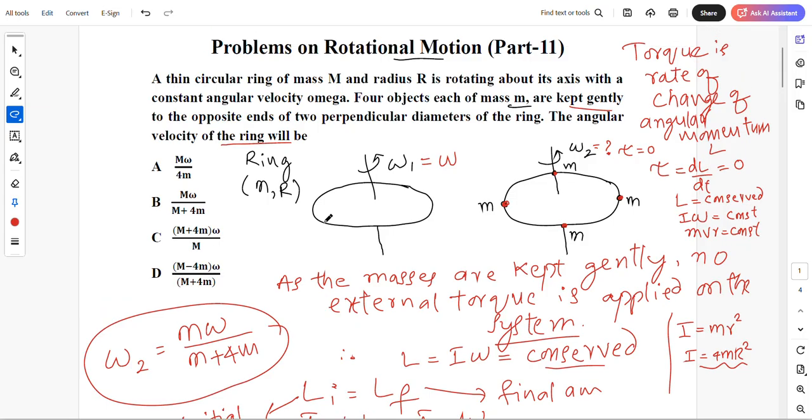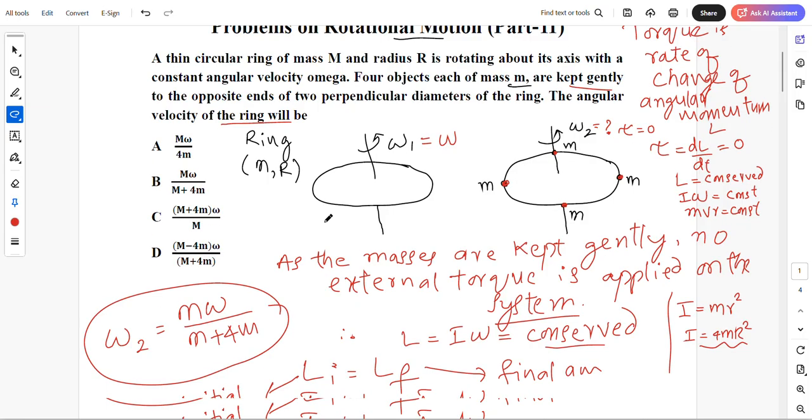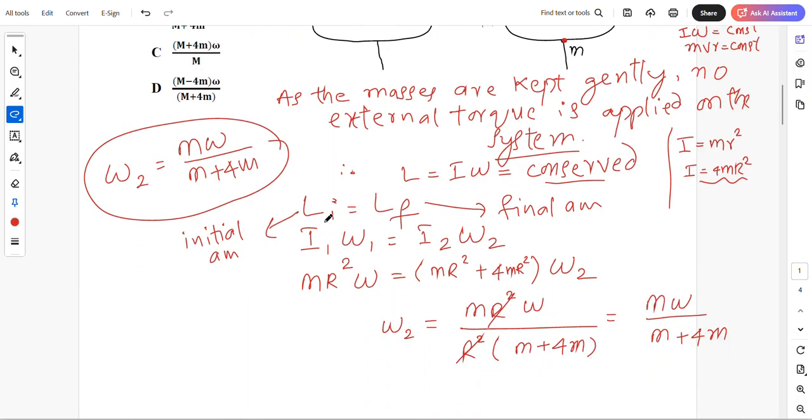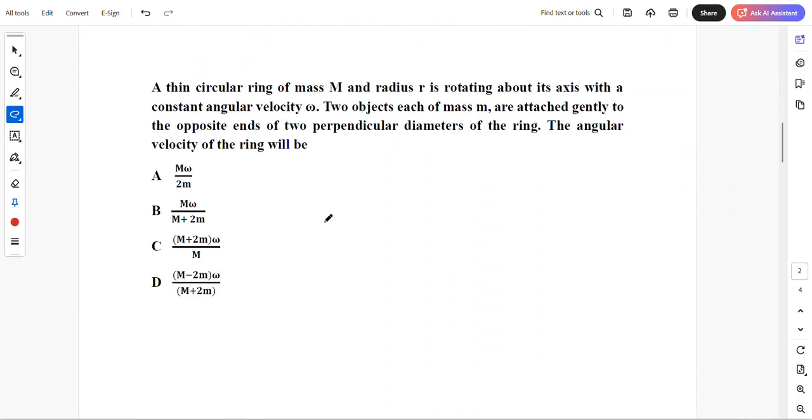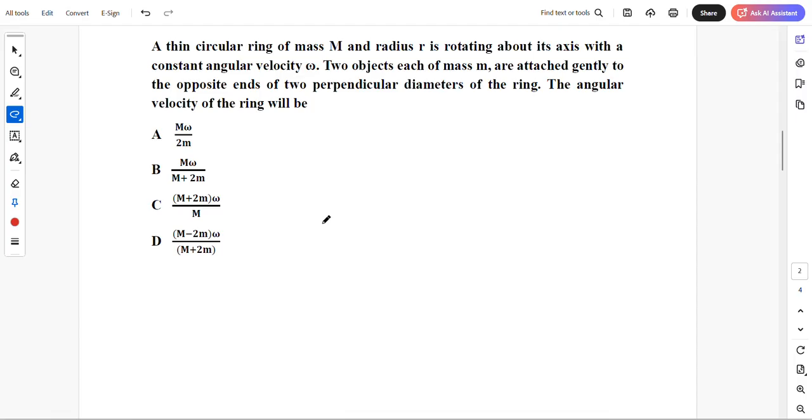Hope you understood this problem. It is very, very important from the examination point of view. We will see the next problem. A thin circular ring of mass m and radius r is rotating about its axis with a constant angular velocity omega. Two objects, each of mass m, are attached gently to the opposite ends of two perpendicular diameters of the ring. Earlier how many objects were there? 4 objects. Here 2 objects. What will the angular velocity of the ring be?